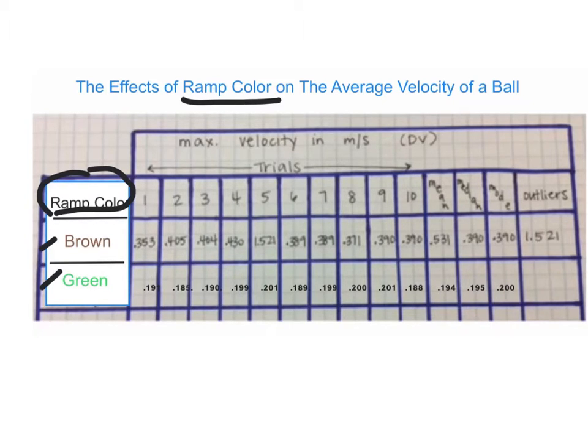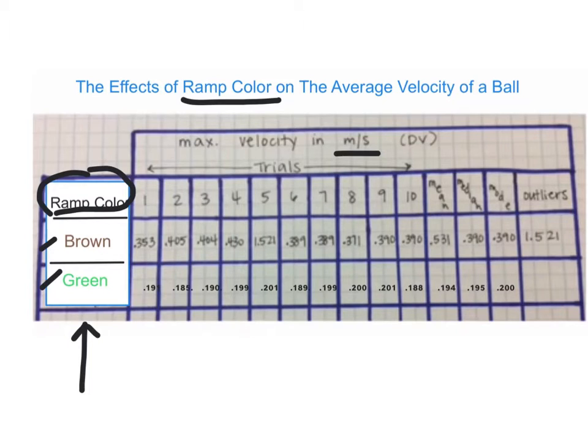It says in your data table, or should say, what your units are for velocity, and you probably are going to need units for your ramp variable, whatever that is that you changed. Mine didn't happen to need units because colors don't come with units, but if you measured height, for example, you would want to have units of centimeters, let's say.